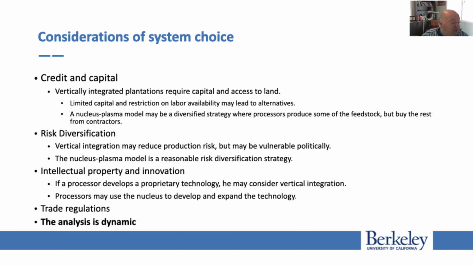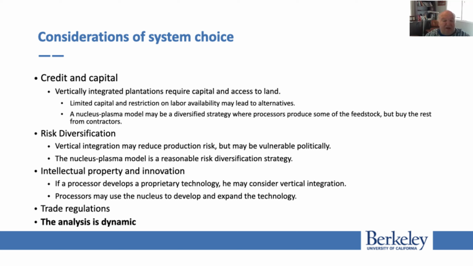Now, what determines what structure you would have? First is money. Sometimes you don't have enough money to own the whole supply chain, so you select the area where you have a relative advantage and you will be unique. If you have a lot of money, you may decide, okay, I will have a vertically integrated operation, because then I don't really have to worry about intellectual property and other things. But if you don't have enough money, you concentrate on processing and someone else produces the feedstock.